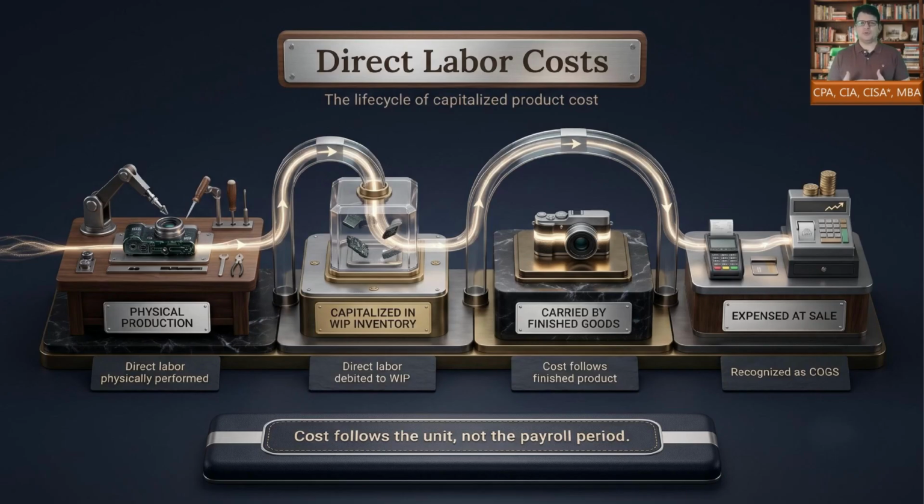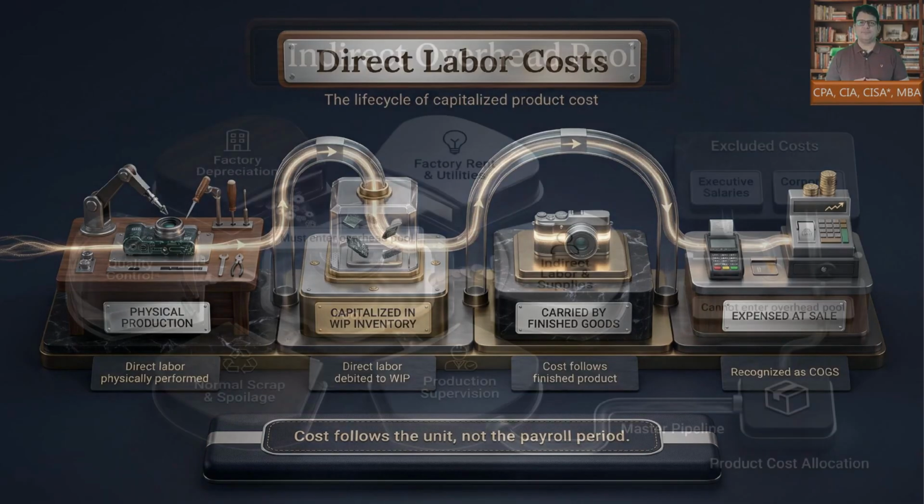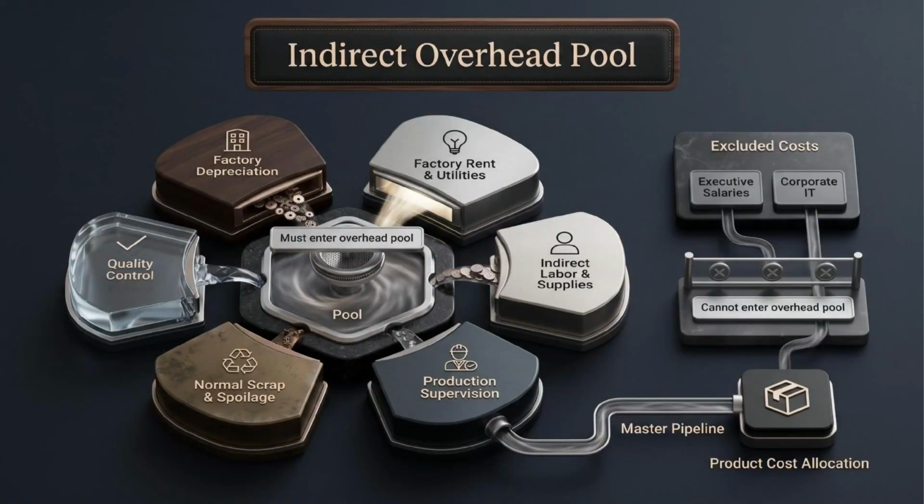The cost follows the unit, not the payroll date. In manufacturing accounting, payroll can travel through inventory before it ever reaches the income statement. Indirect overhead includes production costs that support manufacturing but cannot be traced neatly to individual units.